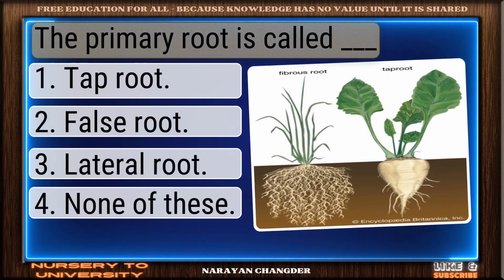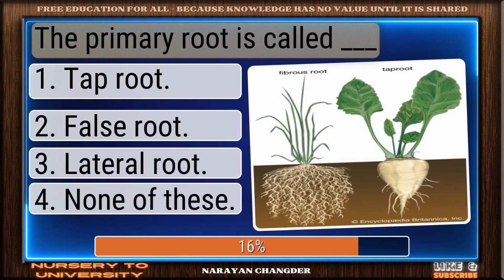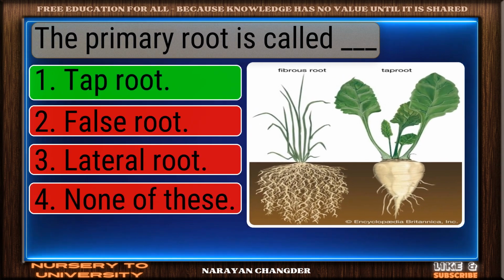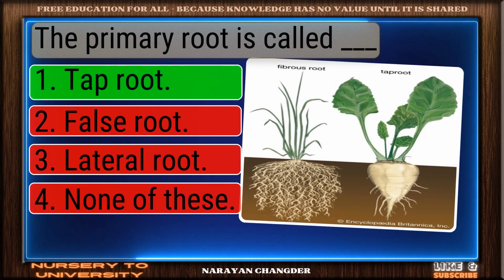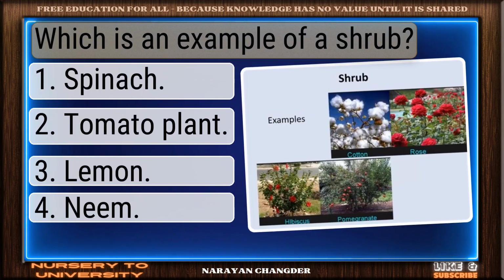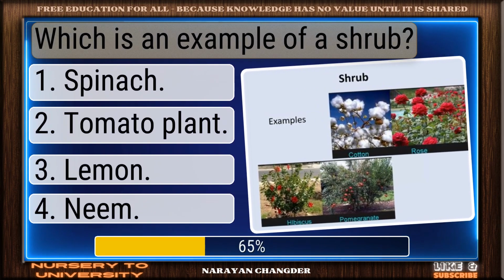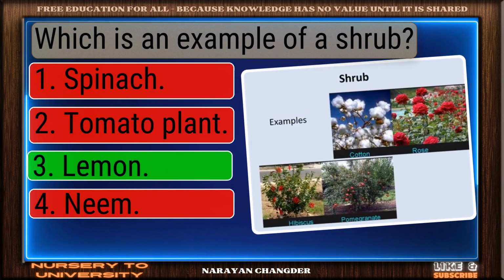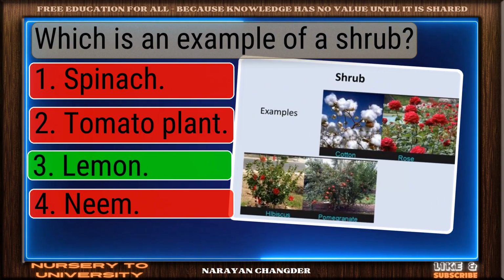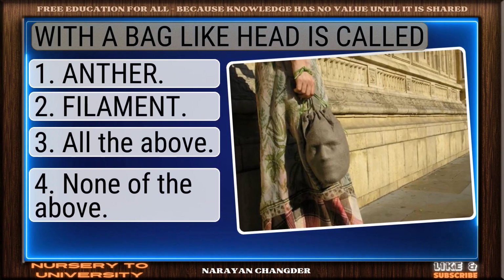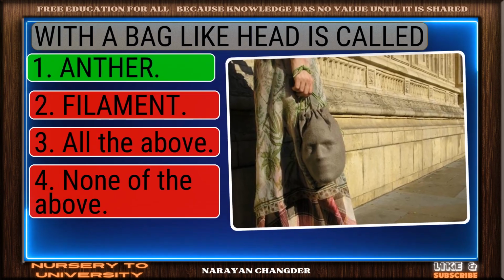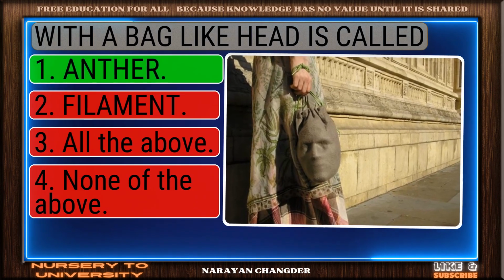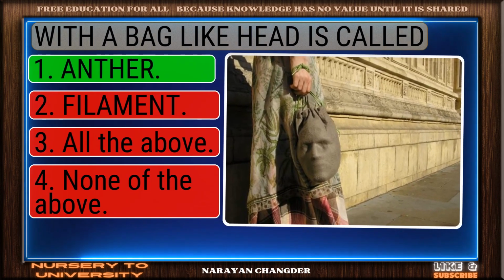The primary root is called dash. You got it. Your choice, taproot, is right. Which is an example of a shrub? Great thinking. Lemon is the right choice. The bag-like head is called. Correct response. Anther is the most accurate answer.